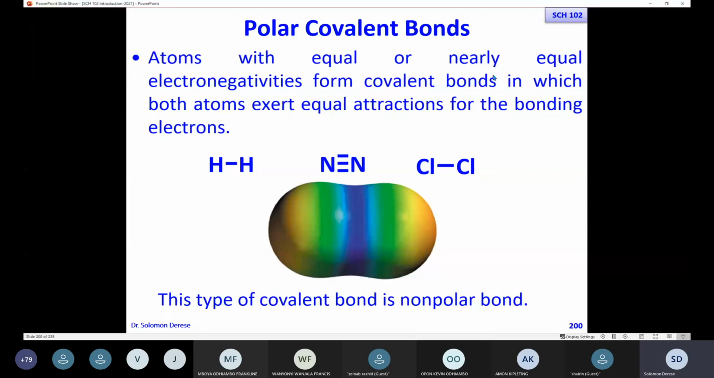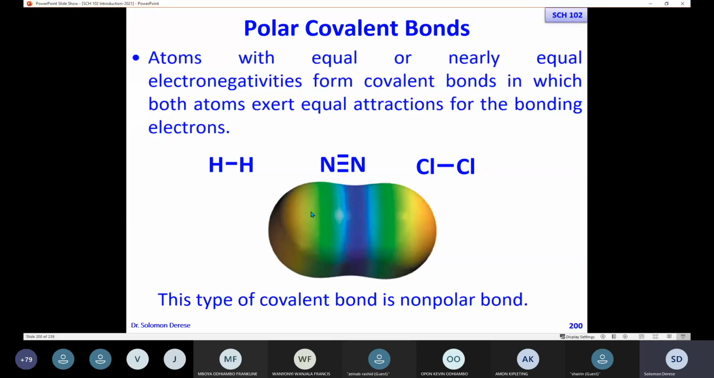So as you can see here, when you have a covalent bond between two identical elements, the electron density is shared equally between the two atoms. It has a uniform distribution. So you can have the hydrogen on this side, the other hydrogen on this side, or the chlorines. In such a case, the electron distribution is uniform. Such a type of covalent bond is nonpolar.